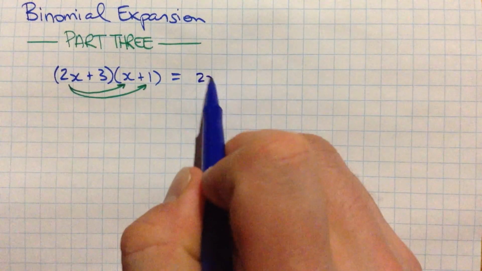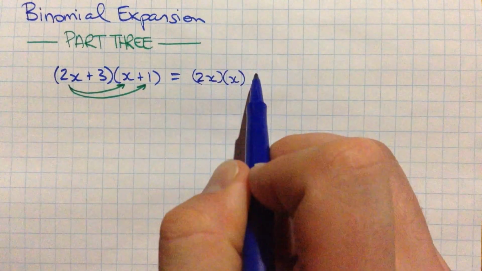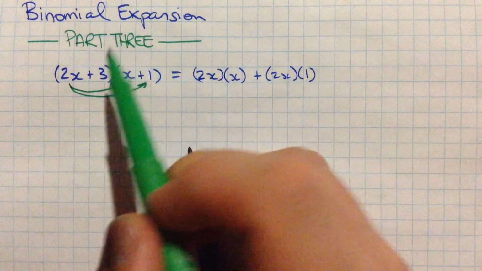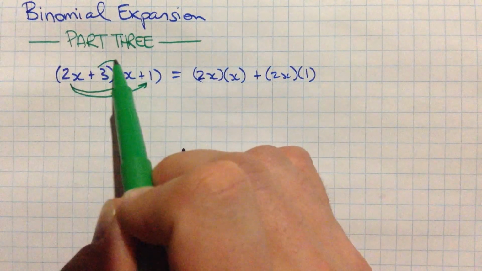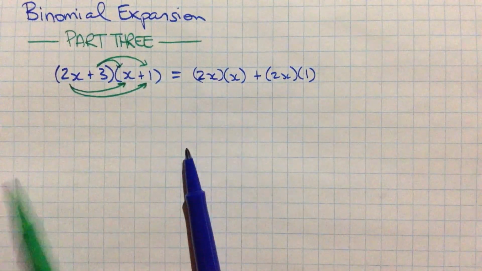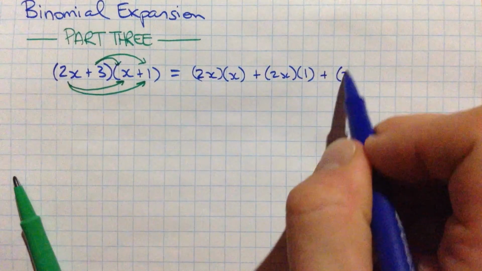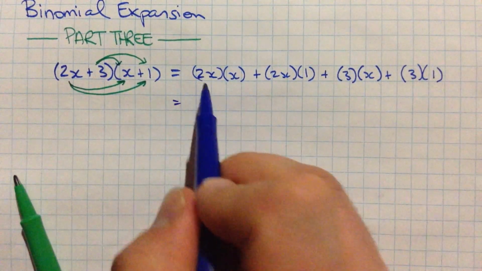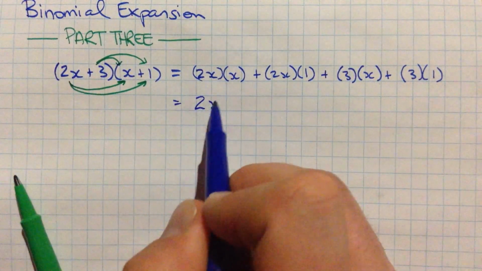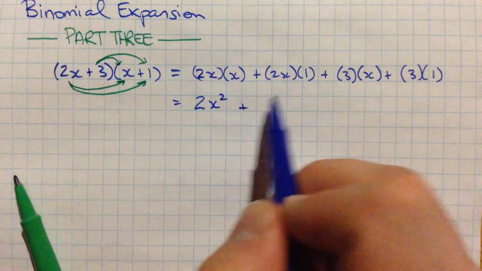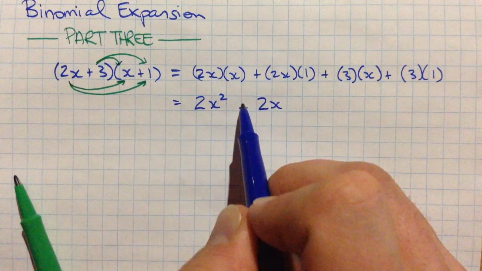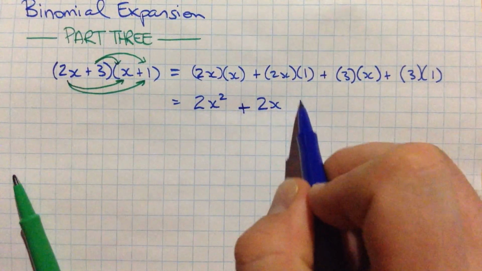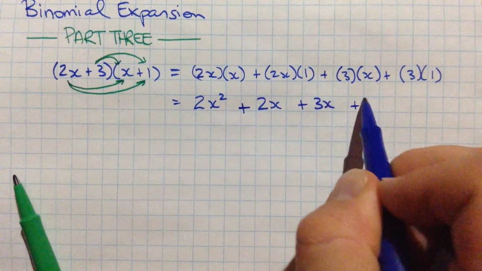2x times x, I'm going to write that all out first. 2x times x plus 2x times 1, and now we're going to multiply 3 times each of the terms here. 3 times x and 3 times 1. Let's add those on. 3 times x plus 3 times 1. 2x times x is 2x squared. 2x times 1 is 2x. This is positive because there are no negative signs anywhere in here. We're all very positive. Here we have a 3x, and last we have 3.